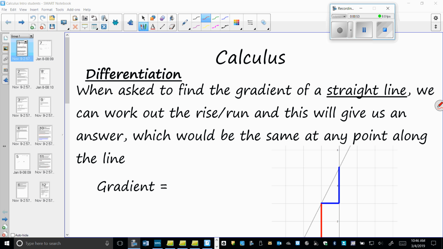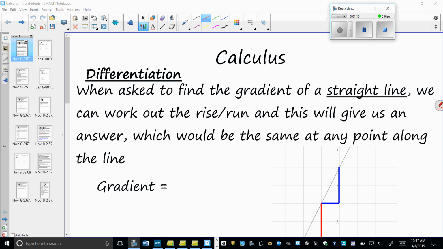As I said, calculus is the overall topic, okay? Within calculus, we have something called differentiation, and that's all you're really going to need to know about. There's something called integration, which is the opposite of this, but we're only going to look at differentiation. So when asked to find the gradient of a straight line, we can work out the rise over run, and this will give us an answer. Are you all happy with that?